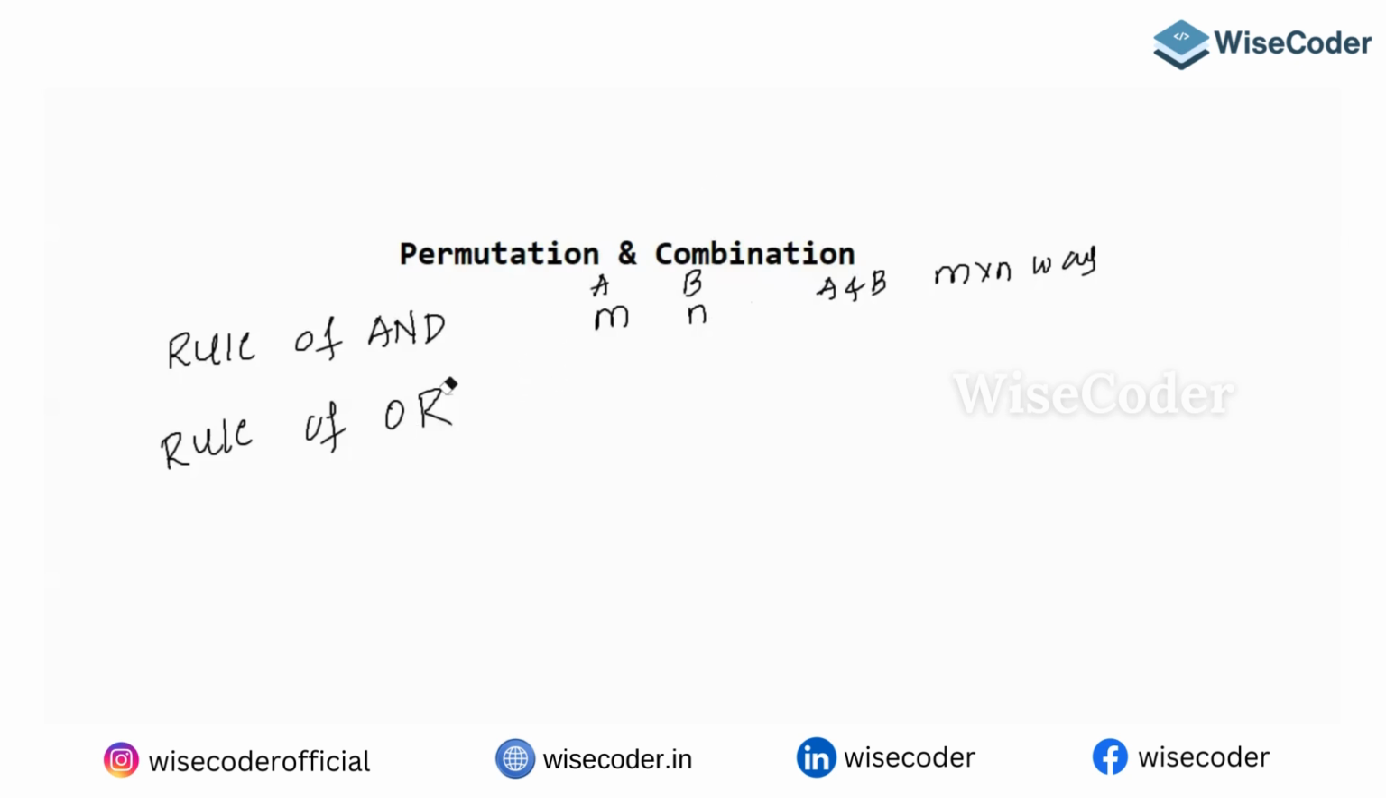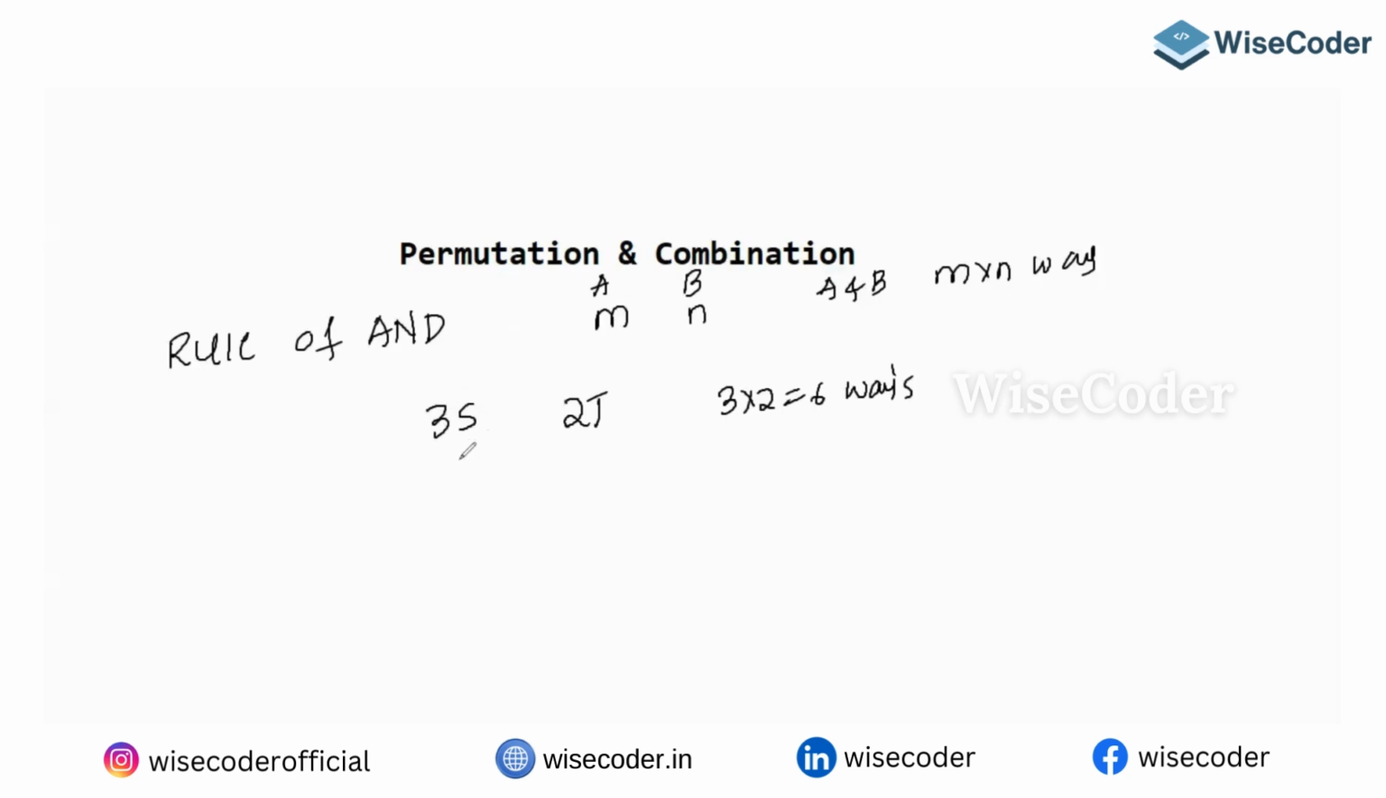Let's check this. Let's say I have three different shirts and two different trousers. In how many different ways can I wear them? You can say 3 into 2, 6. But how do the 6 ways come into the picture?